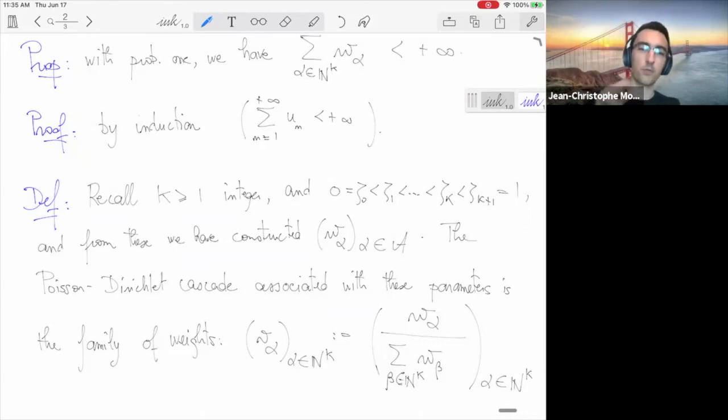Maybe the phrasing is not perfect, but what I really mean when I say Poisson-Dirichlet cascade is the law of this random variable. I fix some parameters and then I describe to you a random variable. So for each choice of these parameters, it describes the law of this random variable. And this is really how you should think about it.